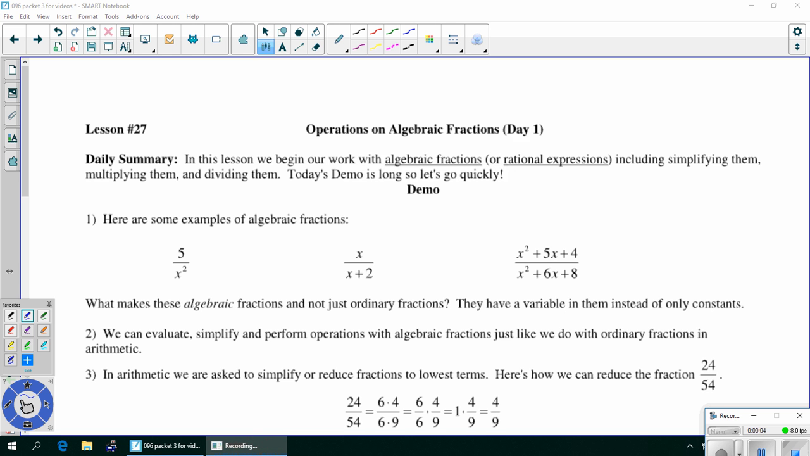Lesson number 27, Daily Summary. In this lesson, we begin our work with algebraic fractions or rational expressions, including simplifying them, multiplying them, and dividing them. Number 1, here are some examples of algebraic fractions.